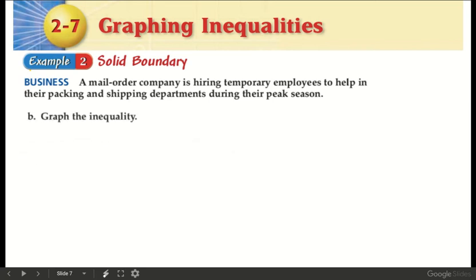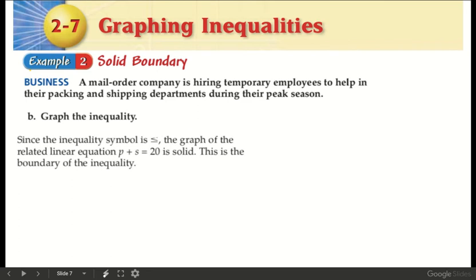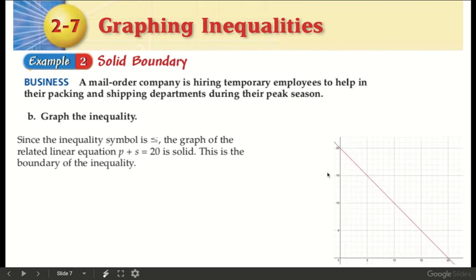Now, part B is let's graph it, right? If the inequality symbol was a less than or equal to, the graph of the equation is going to be solid. In the last example, it was dashed because it couldn't be equal to the line. Well, in this scenario, it can, so it will be solid. So P plus S equals 20 is going to be my boundary line. In this scenario, it'd probably be really easy to find the x and y intercepts, right? Plugging in 0 for each variable. And so that would give me this graph right here.